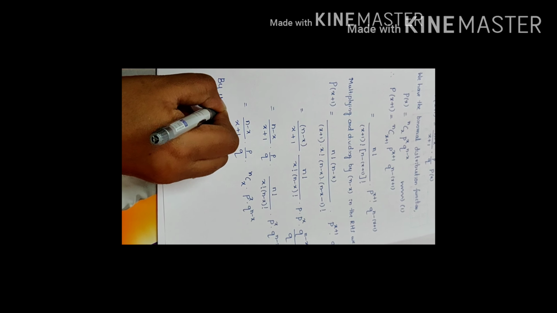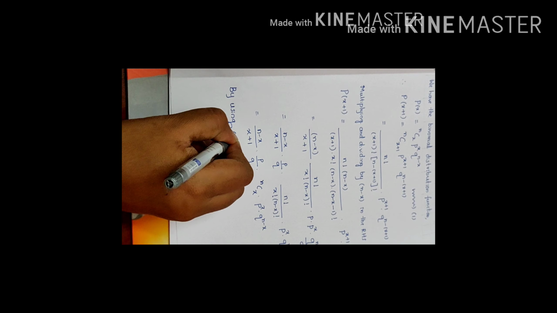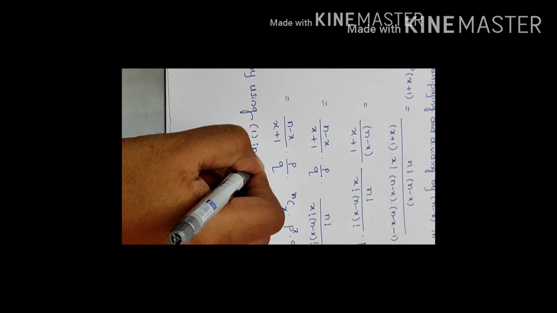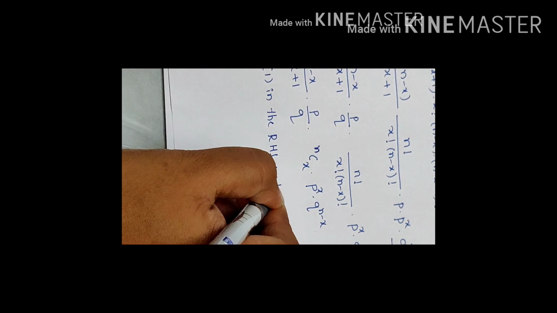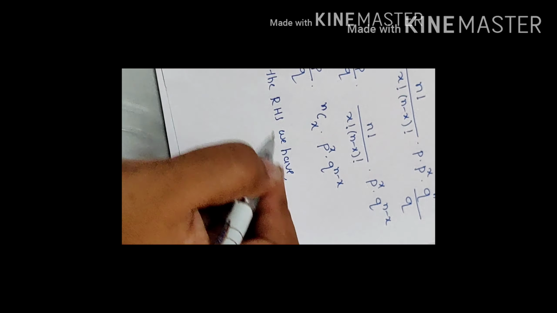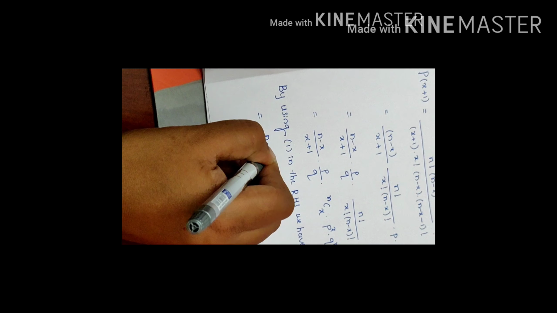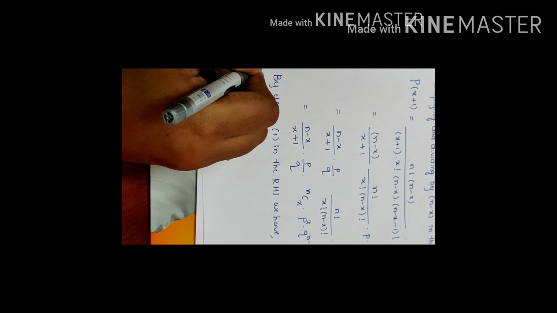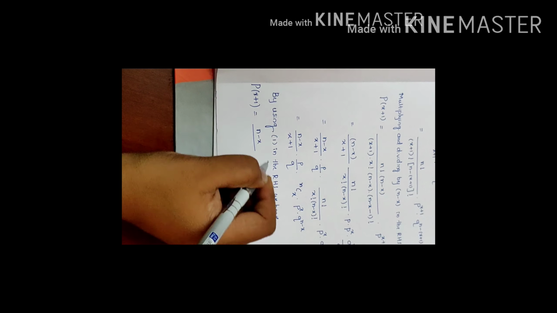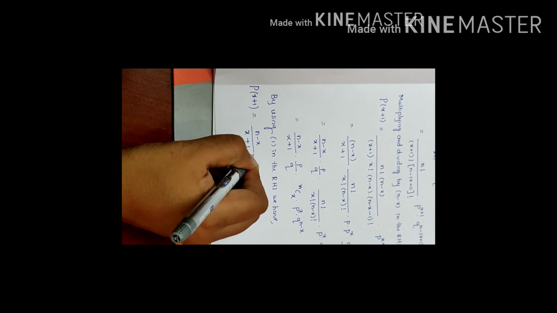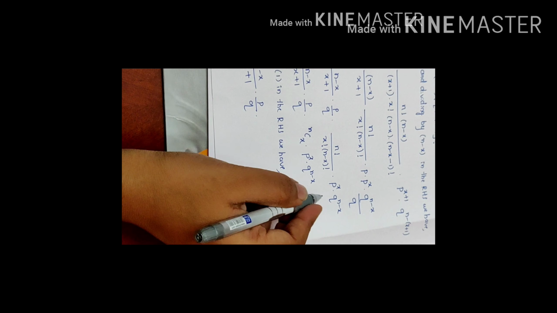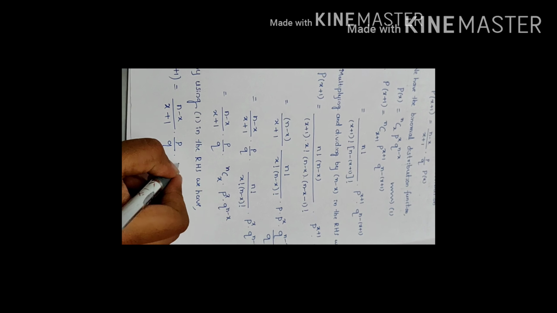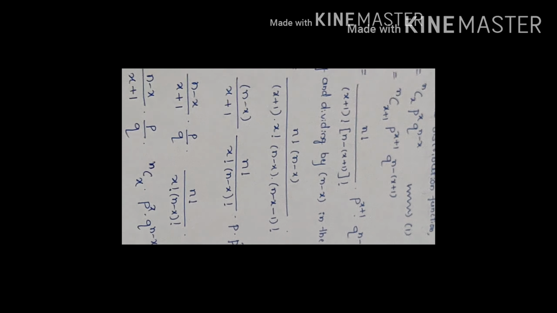So n minus x by x plus 1 into p by q, times nCx into p raised to x into q raised to n minus x. Now by using equation 1 in the RHS, we have the LHS P of x plus 1 equal to n minus x by x plus 1 into p by q, times nCx p raised to x q raised to n minus x, which according to equation 1 is P of x.